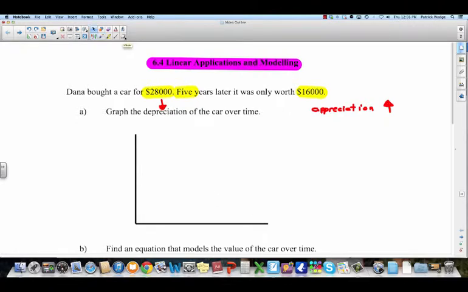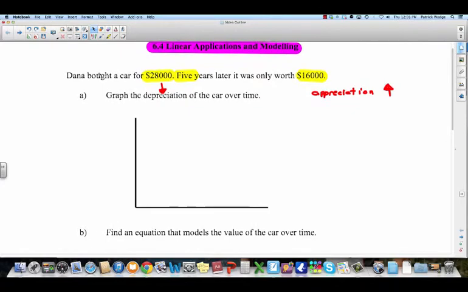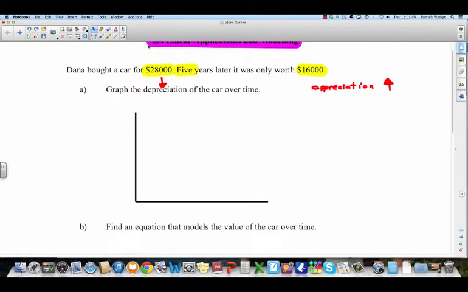Okay, we're going to graph it. So these graphs can be very, very simple. We're going to graph the depreciation of the car over time. So down here, you always put time on the x-axis. And the time in this case is in years, right? It's not in months or days, it's in years. And over here we have value on the y-axis, and that's in dollars. And it says that she bought the car for $28,000. So what time is that when she bought it? That's time 0, right? She bought it and no time had elapsed yet. And the cost of the car at that point was $28,000.